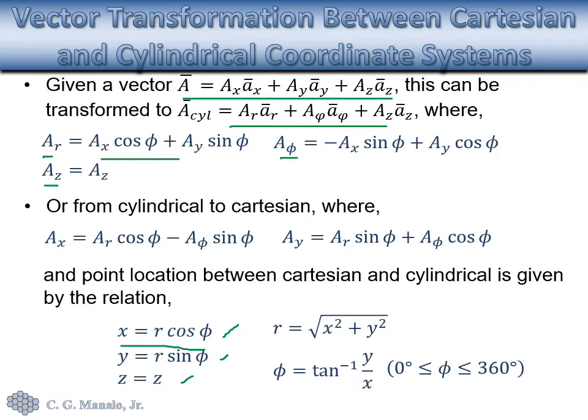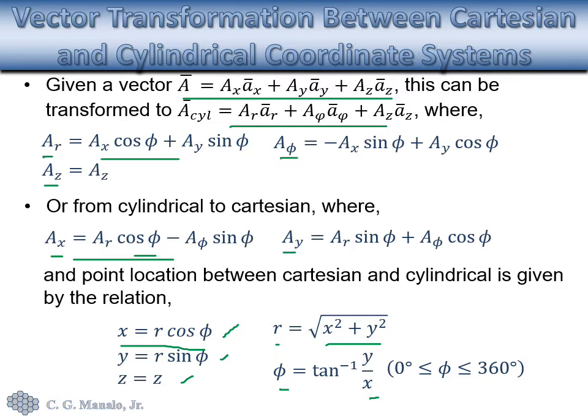And also, if I would like to transform the cylindrical to Cartesian, I can also use this formula. So I will compute a sub x from this formula and a sub y from this formula. So the relationship again between the coordinates is that r can be computed from the values of x and y, and phi as well from the values of y and x.